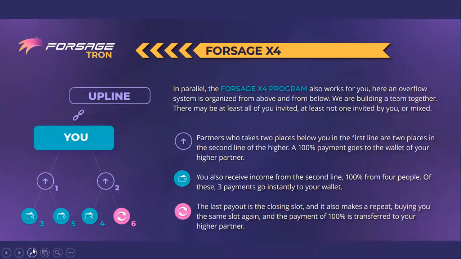Now in the Forsage X4 program, this is the beauty and power of teams, because you do not earn just by your own doing. You earn when others contribute to the program as well by their referred partners. So you see in positions 1 and 2, the partners who take the 2 places below you in the first line will be paid. 100% of that goes to the wallet of a higher partner. So that's a higher partner, that's not yours. But 3, 4, or 5 here is switched, right? You will get 100% of the earnings, while position 6, which is a reinvest or repeat, is how you repeat the earnings that you have here, right?